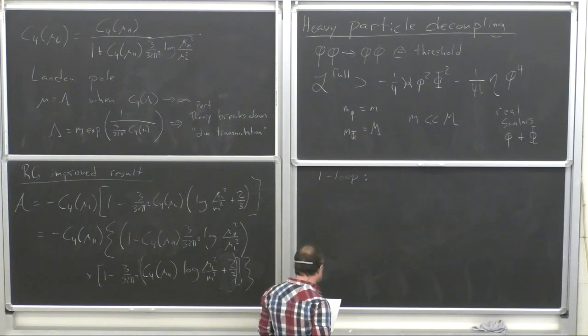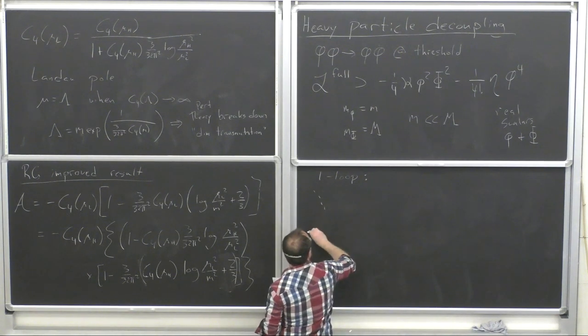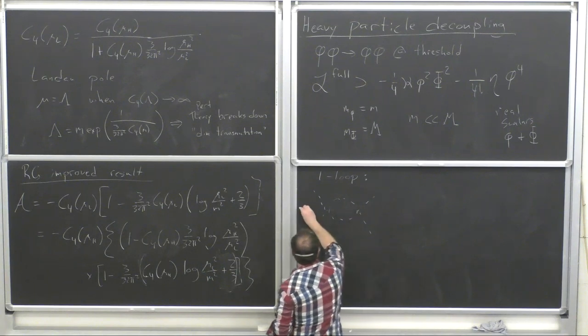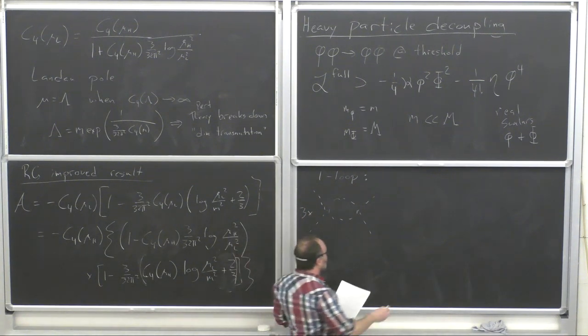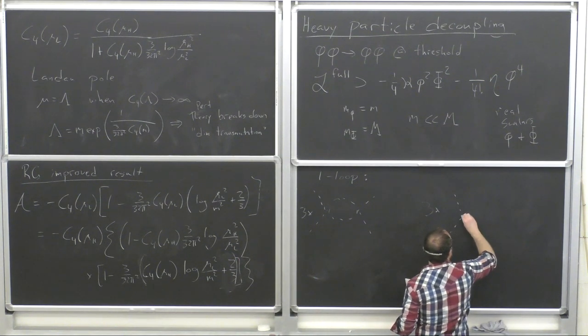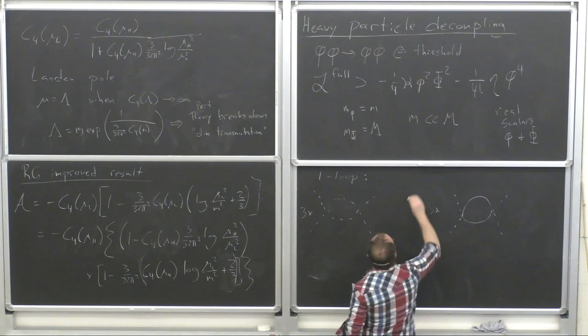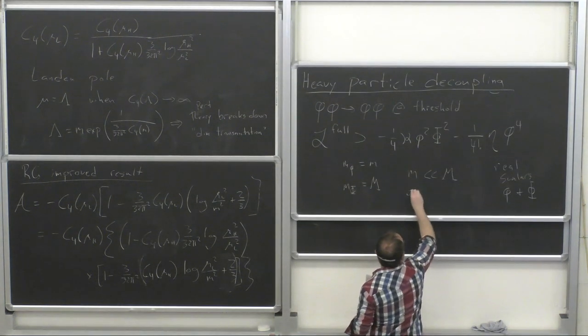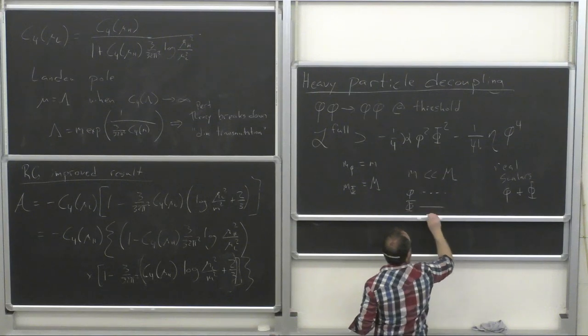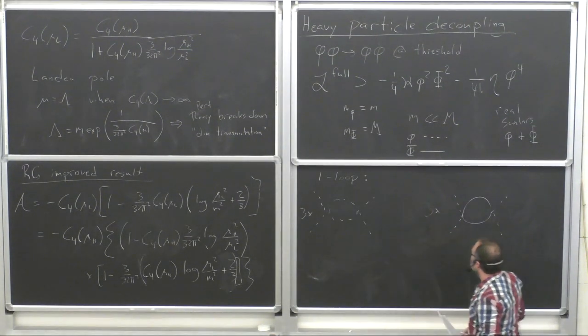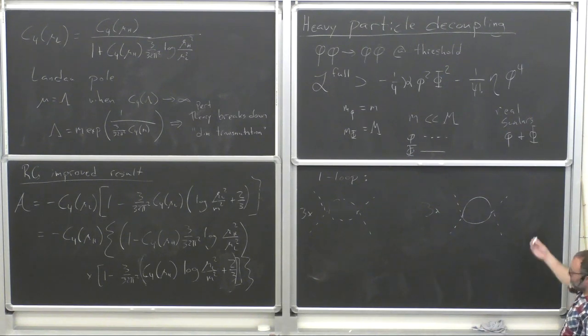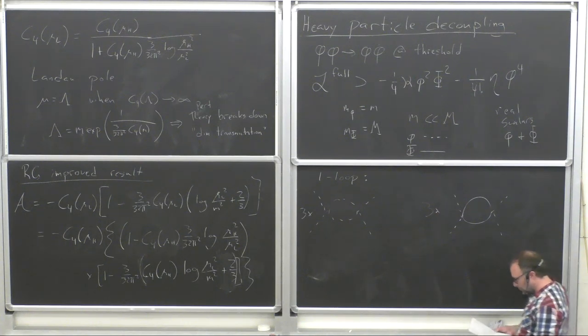Now I have three of these, s, t and u channel, where I'm going to use little phi that gets dashed, big phi gets solid. Sorry, I have a typo here.